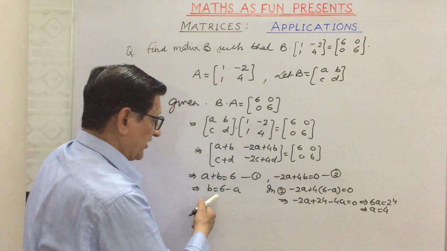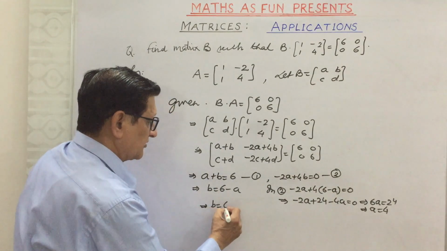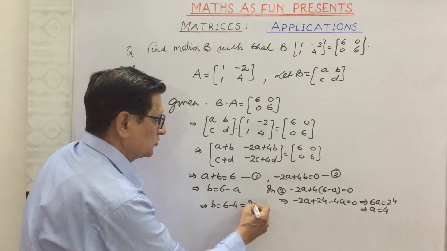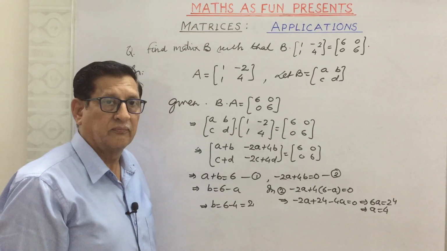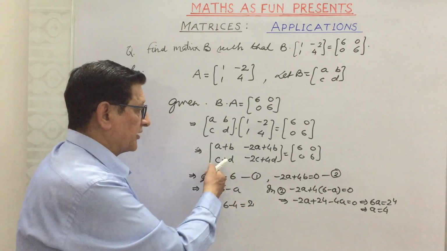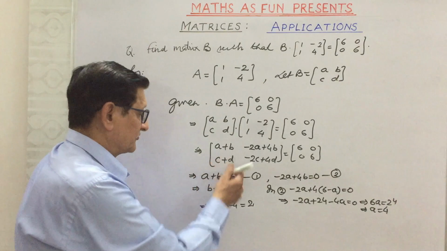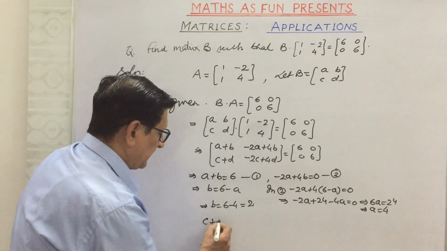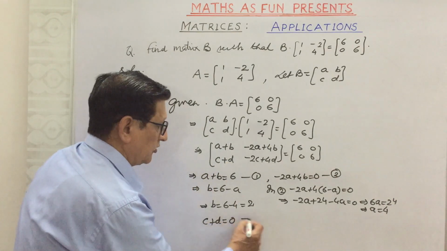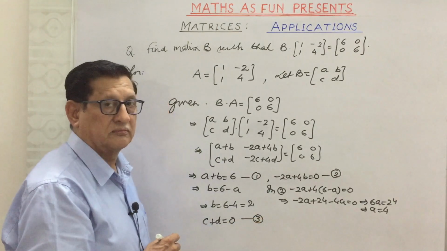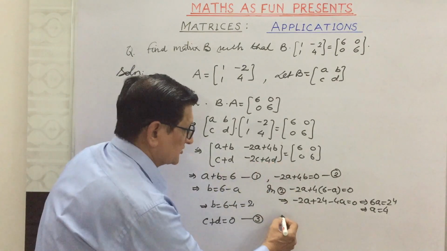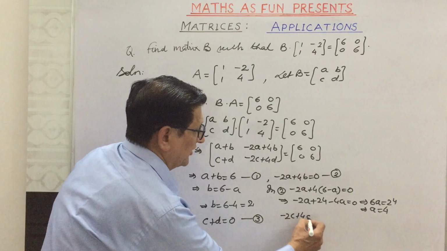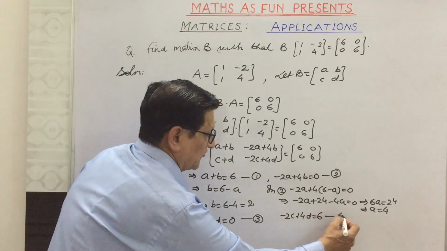And putting this value of a as 4, we are getting b is equal to 6 minus 4, that is 2. Now when we compare the third and fourth elements of this, we are getting c plus d is equal to 0. This is your third equation. And minus 2c plus 4d is equal to 6. This is your fourth equation.